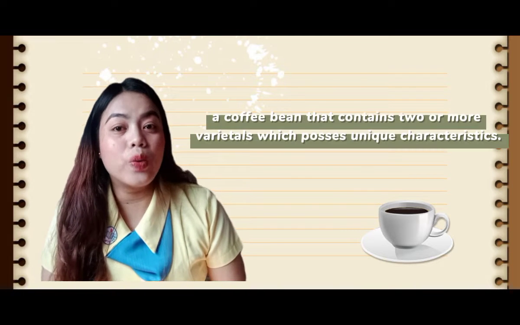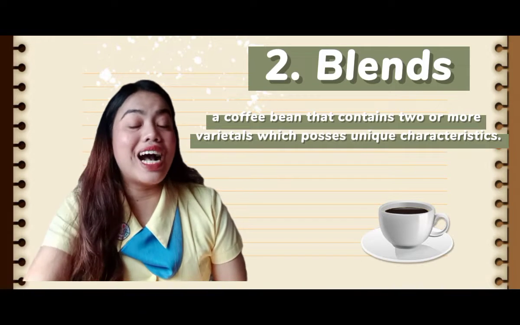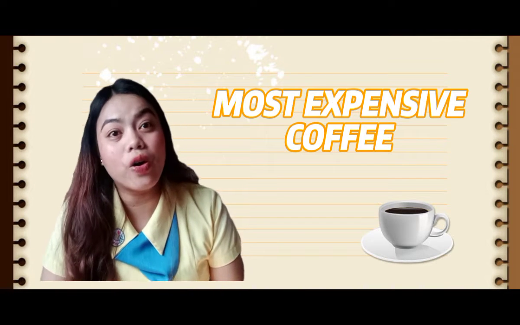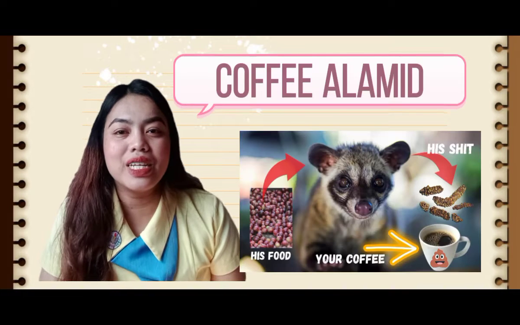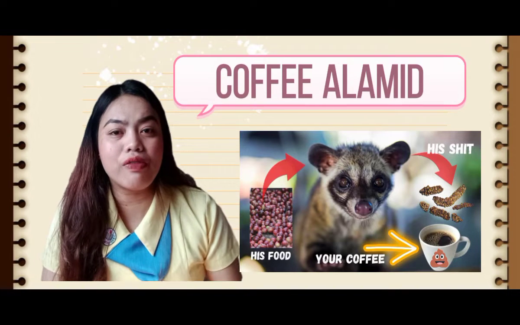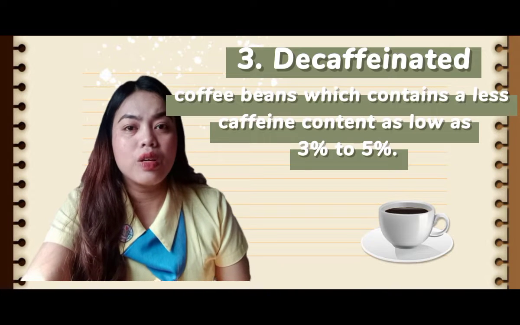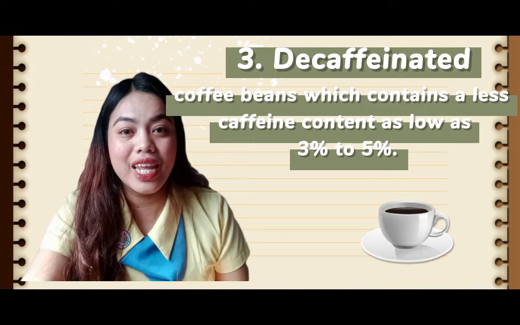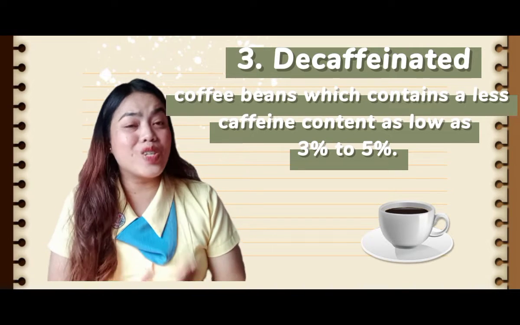So second, we have the blends, which is a coffee bean that contains 2 or more varietals which possess unique characteristics. So the most expensive coffee, they call the coffee alamid. So another classifications of coffee beans. Third is the decaffeinated. So these coffee beans which contains less caffeine, its content as low as 3% to 5%.